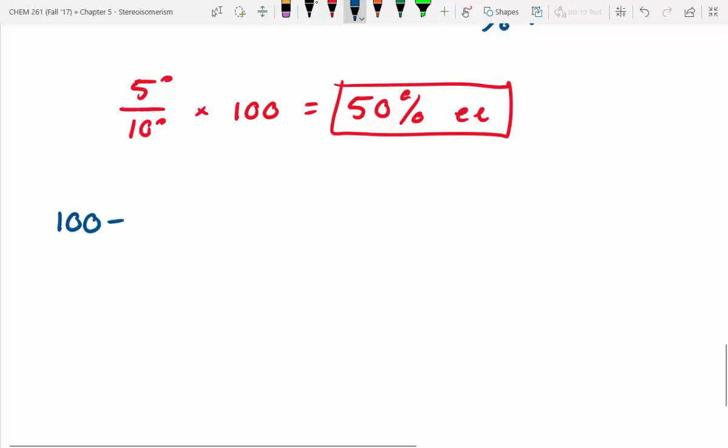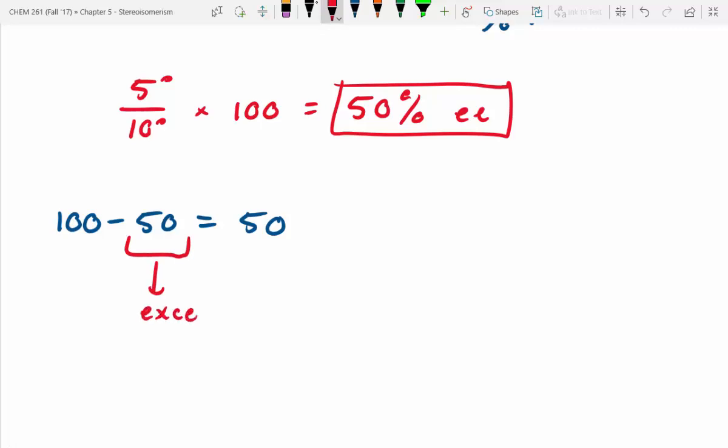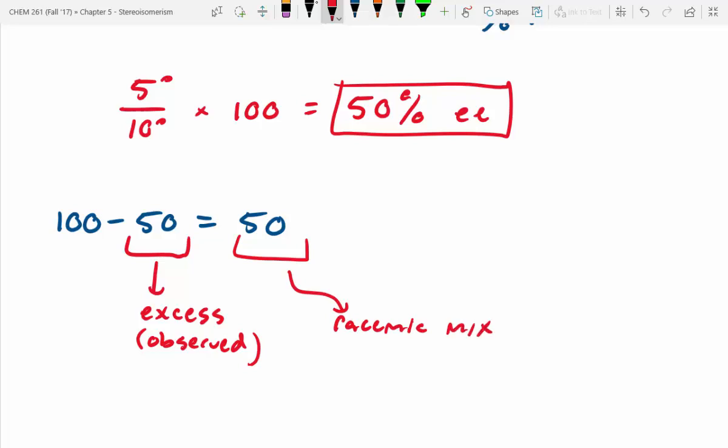So what I like to do is I say 100 minus 50 equals 50. Okay? Really what we're measuring here is this is our excess that was observed. What do you think this remaining 50% must have been? It must have been our racemic mixture, right? Not observed, but still there.